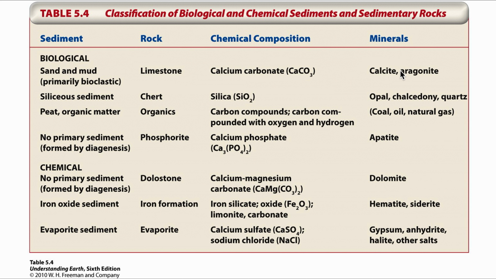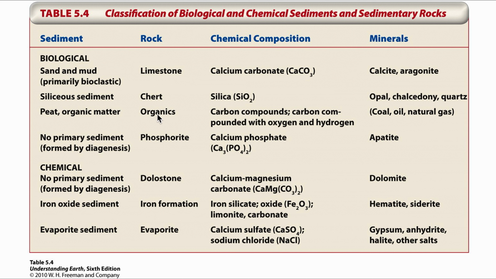Now, aragonite is a metastable polymorph of calcium carbonate, so it tends to go away. It doesn't persist in the environment for long. It ultimately gets converted into calcite. Siliceous sediment, like radiolarians and diatoms, ultimately form a rock called chert, and it has this chemical composition, SiO2. The minerals that result are called opal, chalcedony, and quartz.